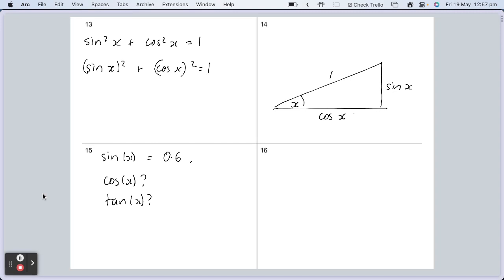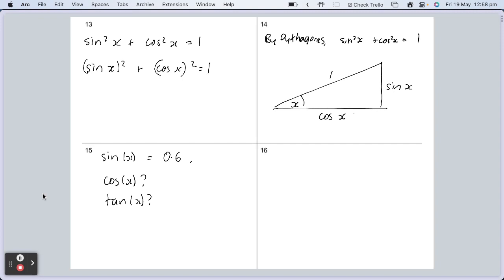So if I use Pythagoras' theorem, which we're going to use a lot over the next couple of lessons, then sine squared x plus cos squared x is equal to the hypotenuse squared, which is 1 squared, which is just 1. How good is that? Nice and easy. That's where it comes from.